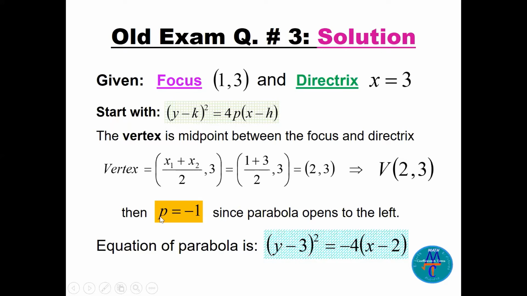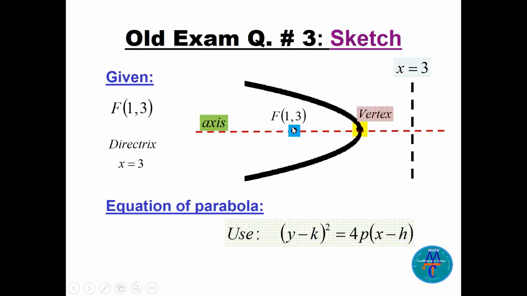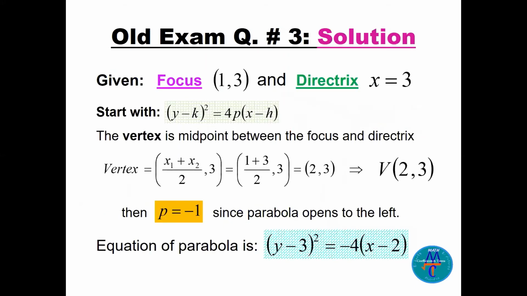Now p is minus 1, since the parabola opens to the left, because the vertex is the midpoint. You can look here: this is 1, and this is 3, so it will be 2 there, so the distance is 1, and minus 1 because the parabola opens to the left. So the equation becomes (y minus 3) squared is equal to minus 4(x minus 2).